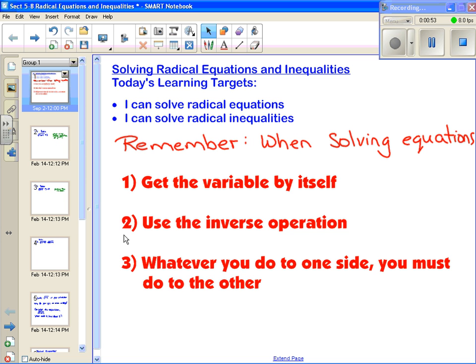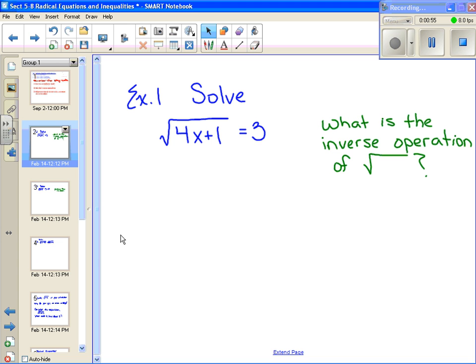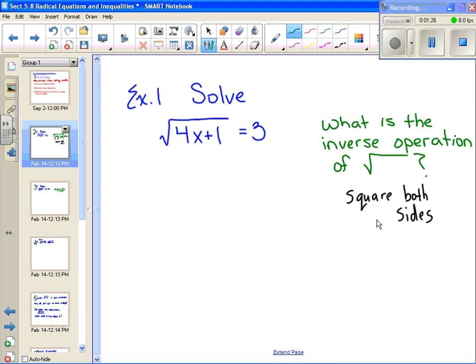And that's what we're going to start with, is solving radical equations. So for this first problem, for example 1, we're going to solve the square root of 4x plus 1 equals 3. And to do that, think about what the inverse operation is. What's the inverse operation of square root? The inverse operation would be to square both sides.